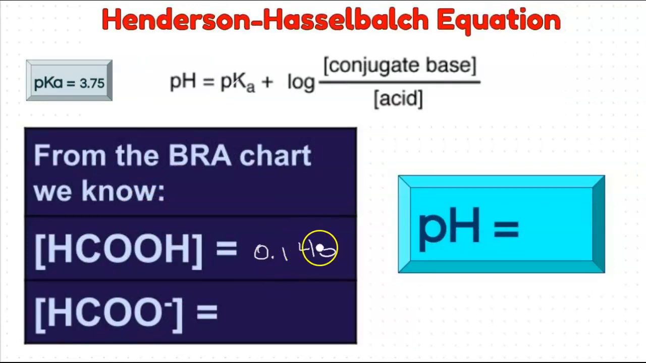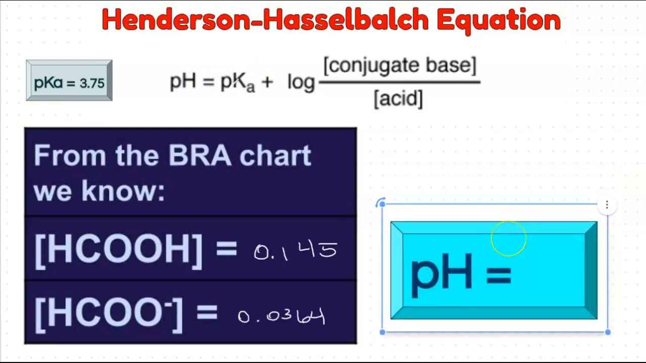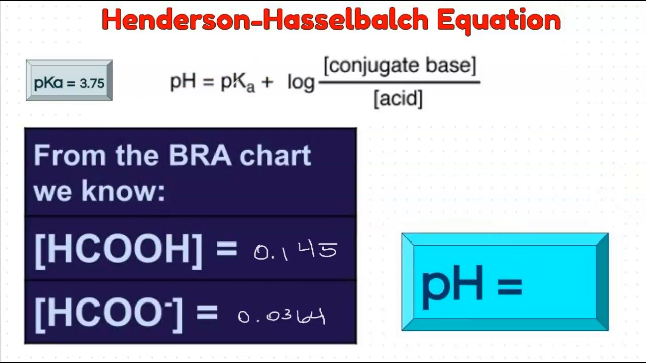0.145. The concentration of my anion was 0.0364. And I'm going to plug those into the Henderson-Hasselbalch equation. So I'm going to plug in my values into the Henderson-Hasselbalch equation. Let me move this down just a hair. So we're going to take our pH.